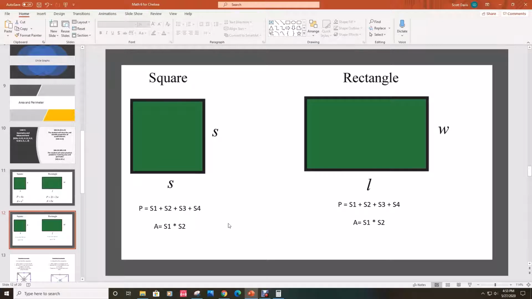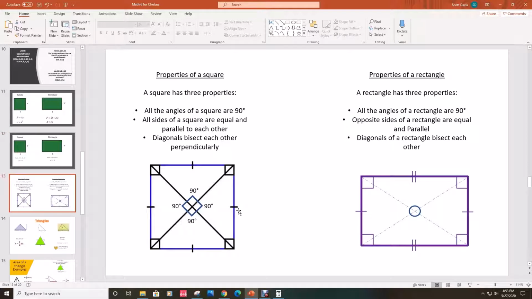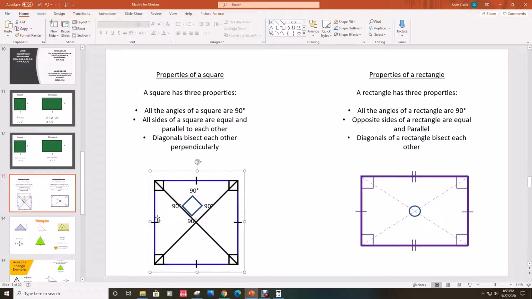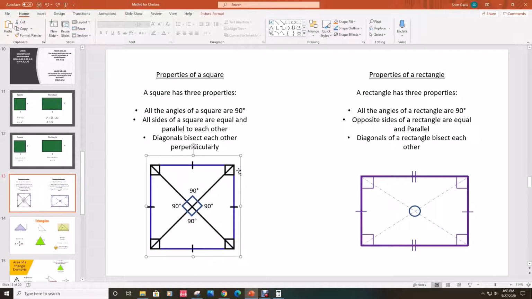The reason being that a square has different properties than a rectangle. If you look at a square right here, the way you know that it's a square is that all of the angles of the square are 90 degrees. Notice that about a rectangle as well: all the angles of a rectangle are 90 degrees. So they have that in common.